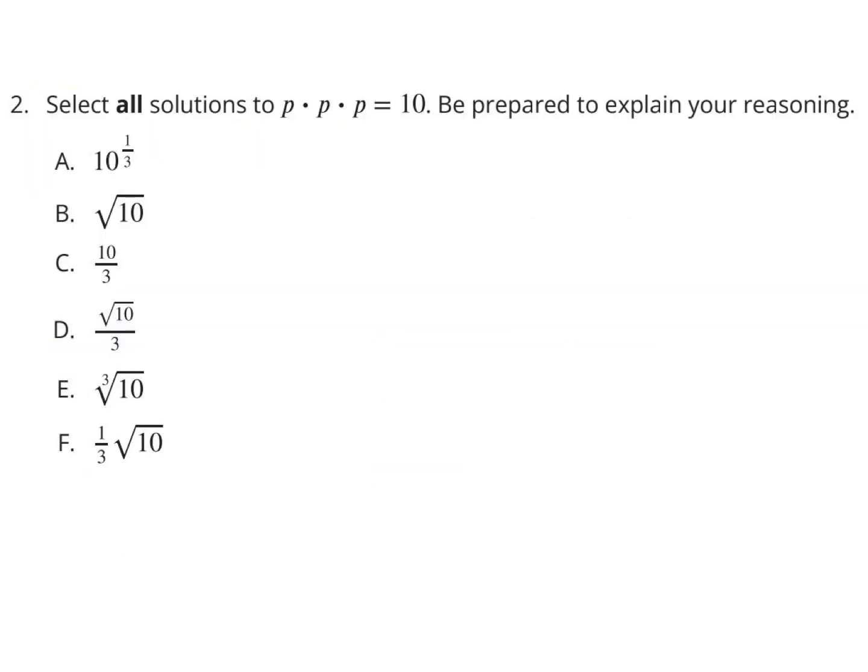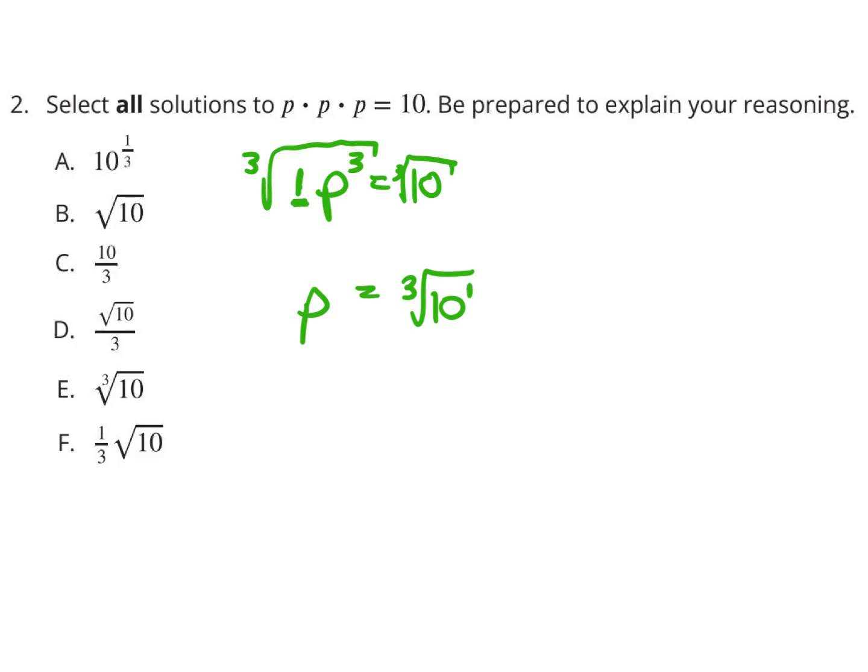Okay, now we have P times P times P, which means P cubed equals 10. To solve an equation, the coefficient, the number in front, must be 1. The exponent must be 1. So we take the cube root this time. The cube root is indicated by a 3 as an index. So the cube root of 1P cubed is P, gives us the cube root of 10.